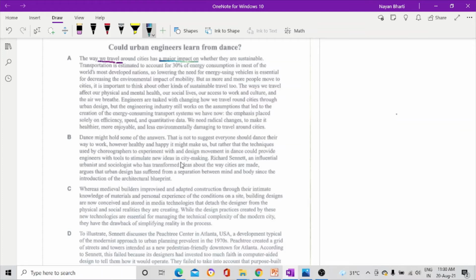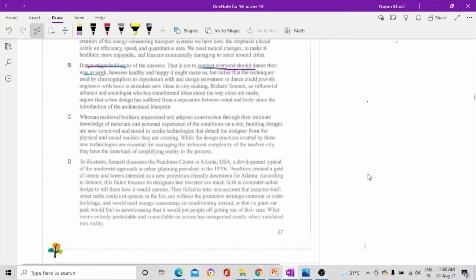Okay, I think I got the answer for this one. Hope you guys also got the answer. Any guesses? Not to suggest everyone should dance their way to work. I think now you got the idea. Yes. Let's see the question.